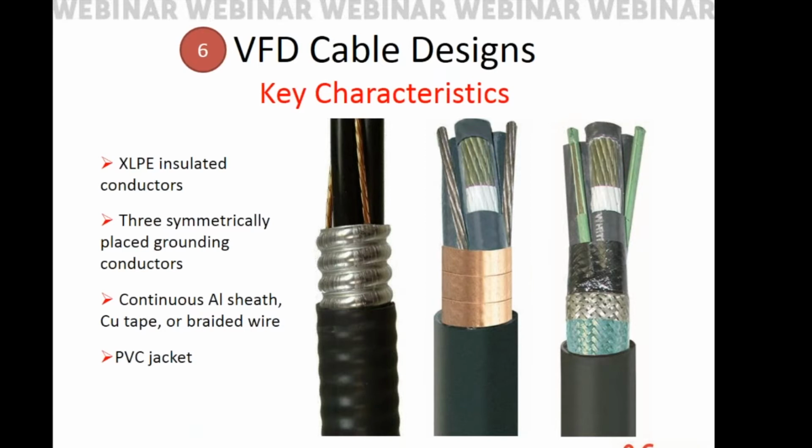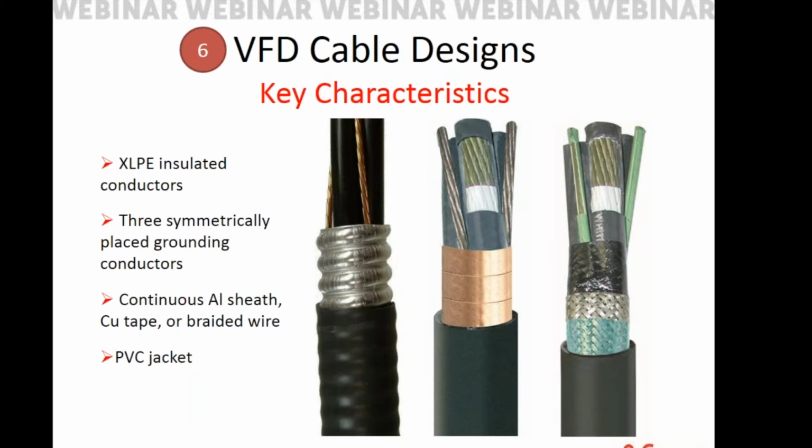3 symmetrically placed grounding conductors with 3 insulated phase conductors. There's no need for a 4th. Motors typically don't need that 4th conductor. It has to be a perfectly symmetrical, balanced construction. Otherwise, you'll have common mode currents or zero sequence currents, which will cause, again, bearing currents.